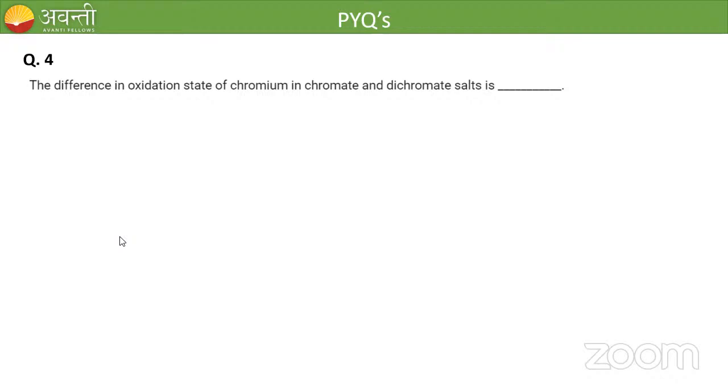What is the formula for chromate ion, my dear students? It is CrO4 2 minus, right? And dichromate means it is Cr2O7 2 minus. So what is the oxidation state of chromium in both the compounds?